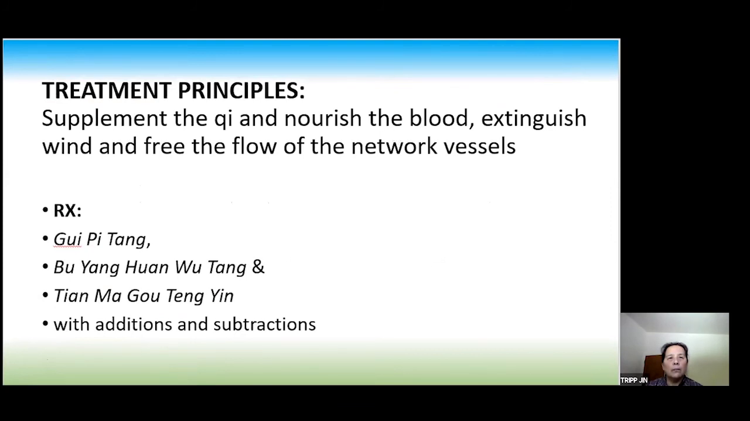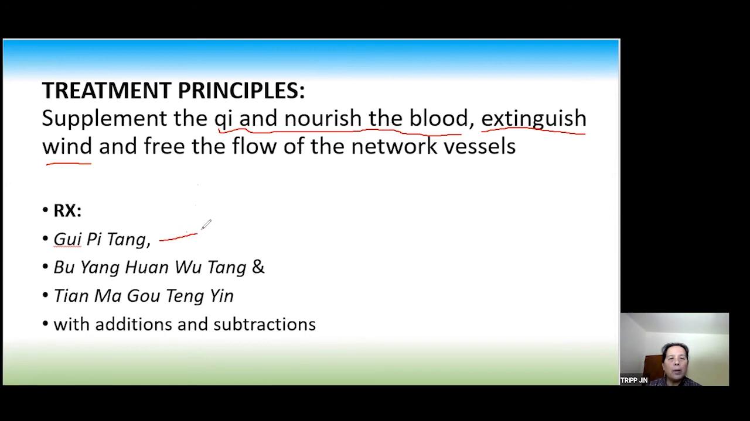So the treatment principle: tonify qi, nourish blood, and extinguish wind. Tremor belongs to an internal wind condition, and open the channel. So the formula is a combination of a few formulas together here.